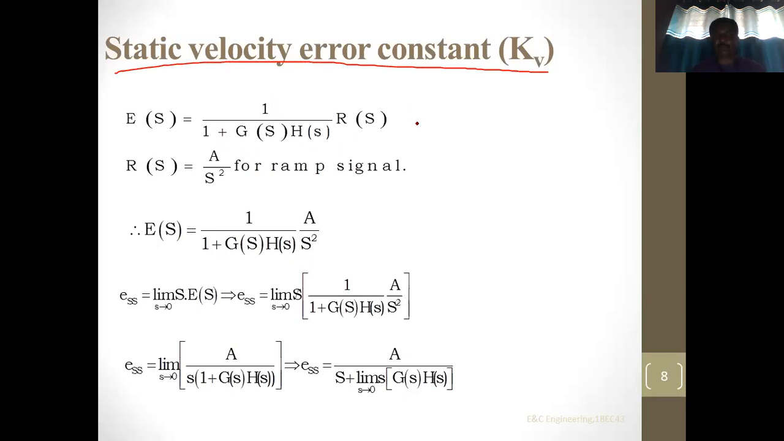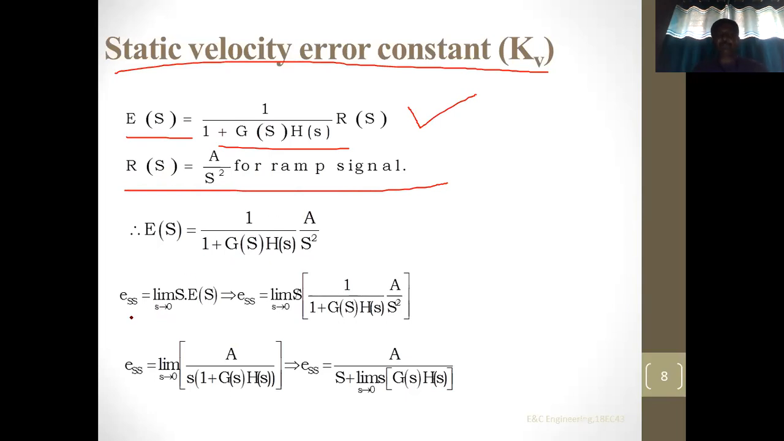into h of s, r of s. Now what is r of s? For ramp signal, a divided by s square. Is it okay? I think I'm audible, right? Yes, sir. Okay, fine, guys. Now r of s is equal to a divided by s square.